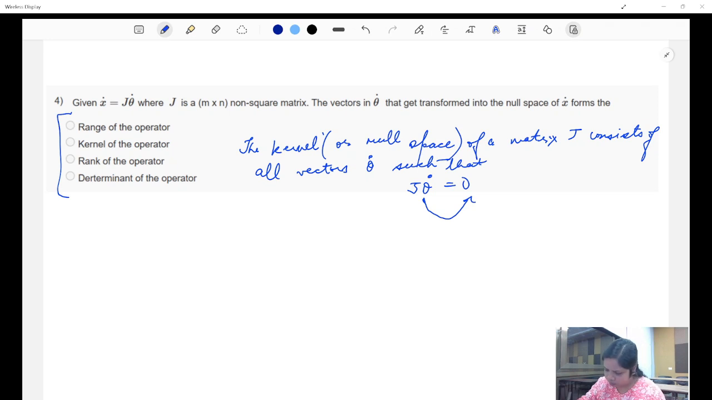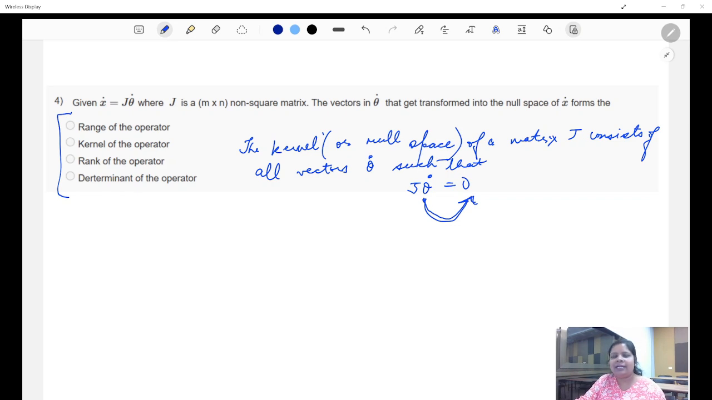Okay. So the kernel, I think I was not audible, so I'm repeating the things again. The kernel or null space of a matrix J consists of all vectors of theta dot such that J theta dot is equal to 0, right? You have already learnt this. So what happens in this case is that this theta dot actually maps to a 0 output.